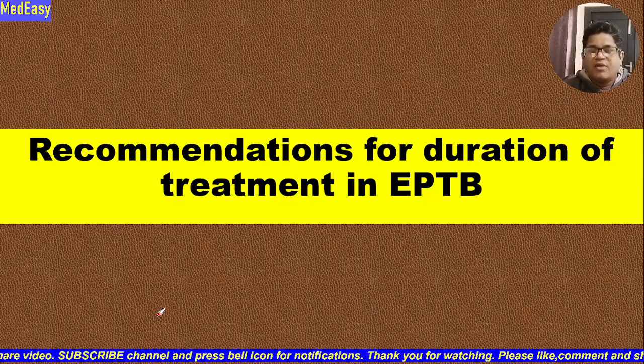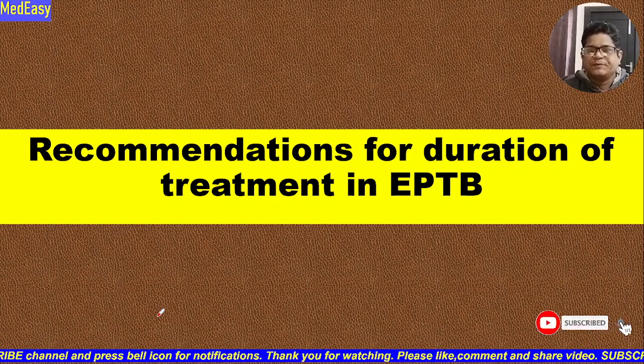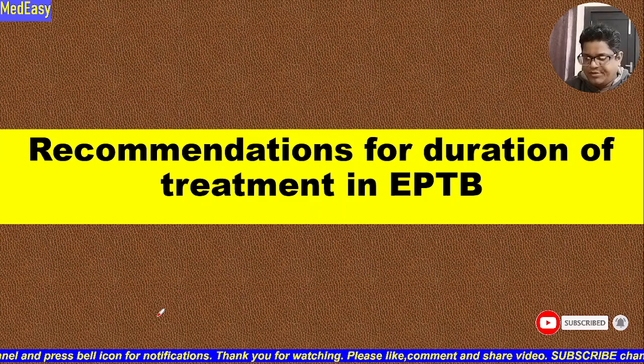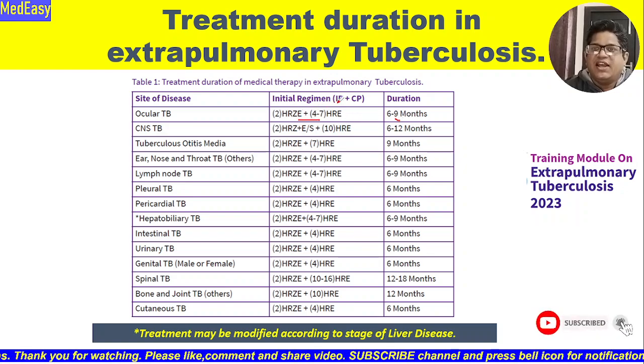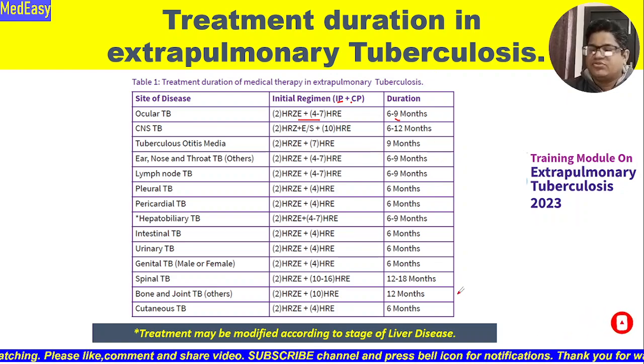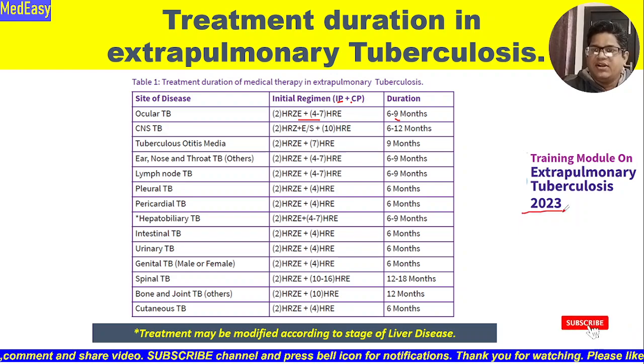All right. Now coming to the recommendation for the duration of treatment in EPTB, how long we should treat the patient having extrapulmonary tuberculosis. This is updated now, and here we can see the entire list of how long we should treat. So in ocular TB, we can say 6 to 9 months. The regimen is given in this part. In the IP and CP, here we can see all the treatment durations, and it is also taken from your training module that is updated in 2023, available in TB Control India.